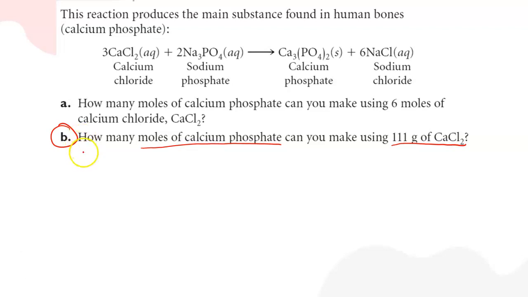Now we see we are starting with 111 grams of calcium chloride, and we want to end up with moles of calcium phosphate. We're used to going from grams to moles of the same substance, but not when we have two different things, because these two will have very different molar masses. So I cannot use a molar mass directly. I do know that I can go from grams of calcium chloride to moles of calcium chloride, because that is a molar mass conversion, one that we are used to from our previous segment.